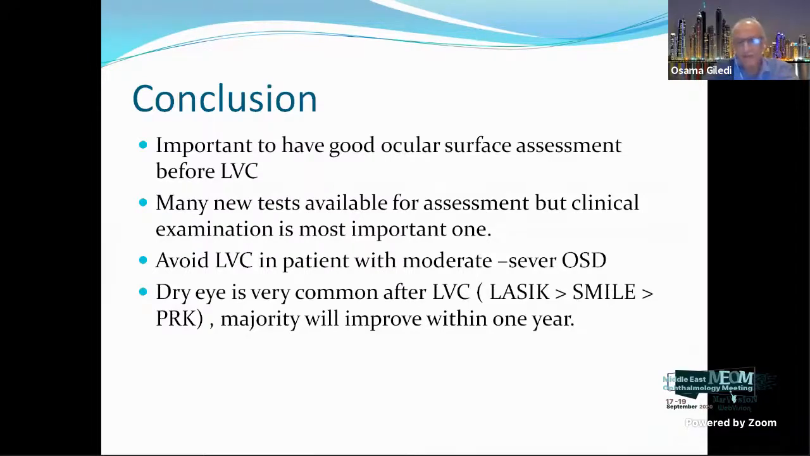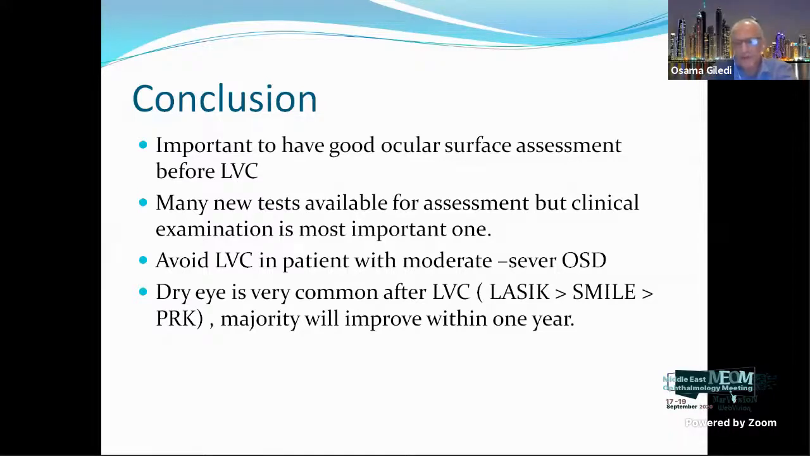As you know, we should avoid laser vision correction if someone has moderate or severe dry eye. Mild dry eye, if you treat it and it's controlled, then you could go ahead with laser surgery. Dry eye is also very common after laser surgery.